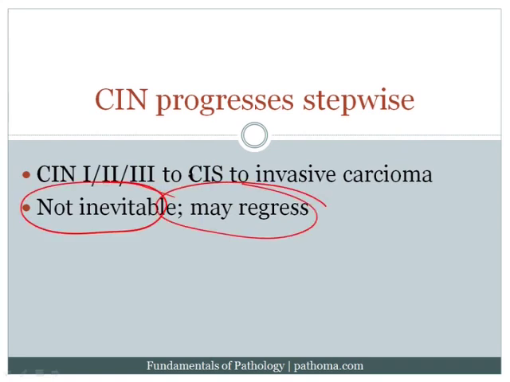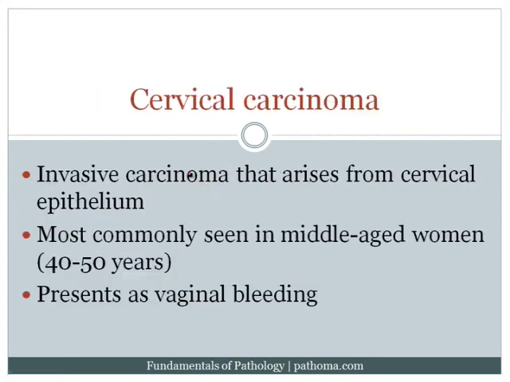In particular, CIN1 regresses 66% of the time. CIN2 regresses about 33% of the time. And CIN3 is very unlikely to regress, but is very likely to progress to carcinoma in situ. Now, of course, once patients get carcinoma in situ, they'll eventually develop invasive carcinoma, and then we'd call that cervical carcinoma. Now, the invasive carcinoma, the key feature is that it goes through the basement membrane. That's what distinguishes carcinoma in situ from invasive carcinoma.